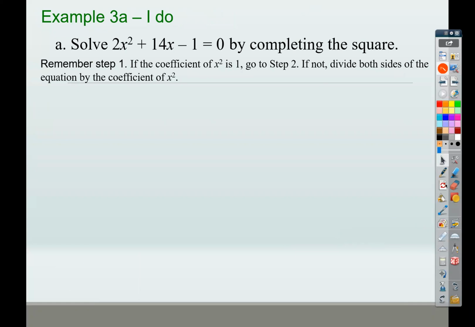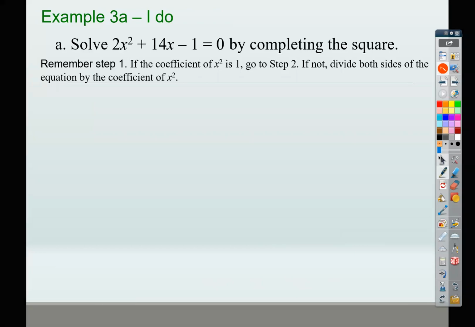Now I'm going to teach you how to solve completing the square when you do have that coefficient in front. So that last one that you did, that I started for you, this will help with that. Okay, so we can do this.